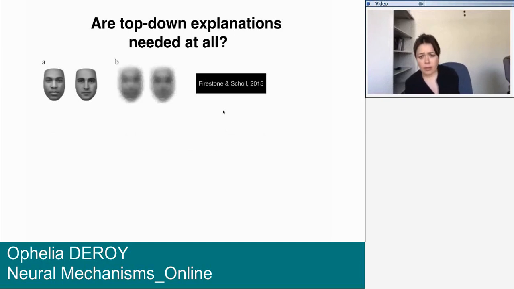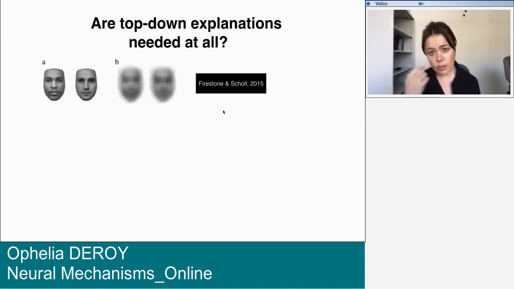This evidence came from a paper by Firestone and Shaw in 2015, where basically what they did is to take the two extreme faces of the experiment by Levin and Banerjee and blur them through adding some filters. So what you have is what is displayed on the screen. Instead of the two clear faces, A and B, you have the same faces but blurred. The two faces on the side of A, you have the two blurred faces on the side of B.